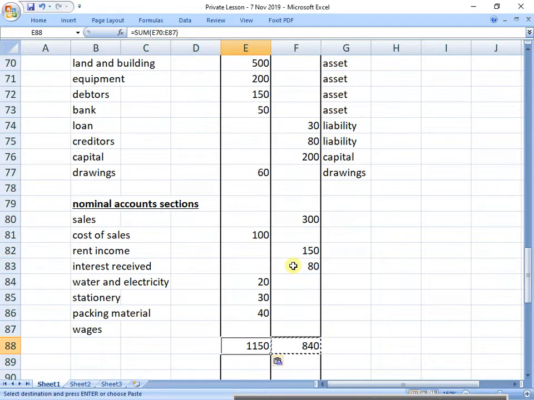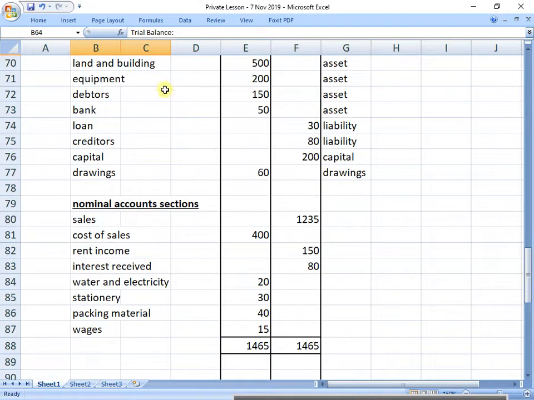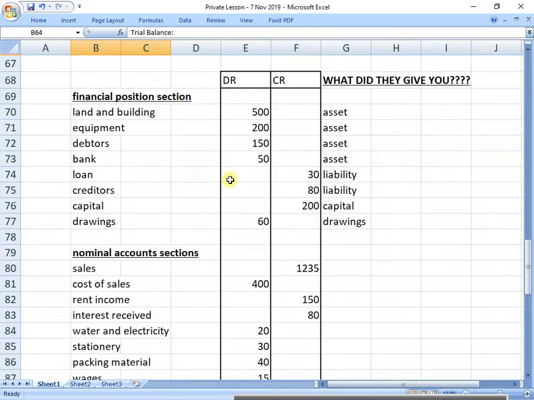So I need to make this one bigger. Okay, it's fine. Let's make the wages 15. Let's sum up this side. Make this side equal to that side. The sales I'm going to have to change. I just want to make this bigger, make it 400. Yeah, that's fine. Alright, so this is a trial balance. When you do a trial balance, you'll be given these things separately and then you just need to put them in this format. That's all.